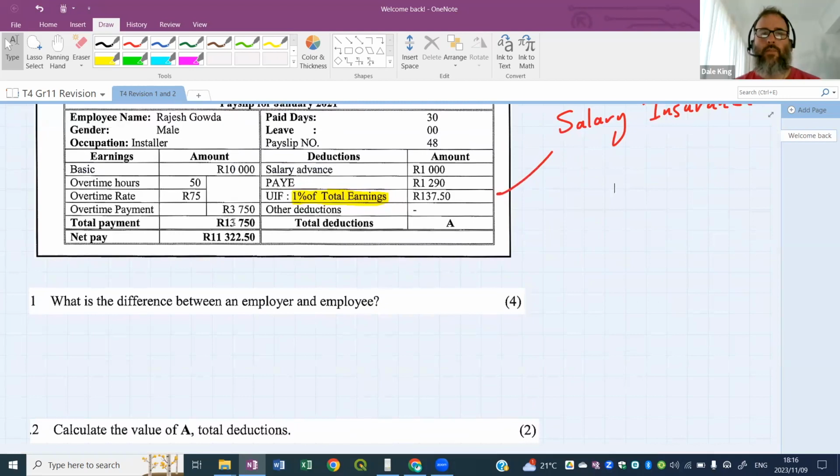So if you look at the pay slip, we see A here at the bottom. They want you to work out what is that total. Okay, so get your calculators out. Time for you to do some work. I'll give you 1 or 2 minutes to work out what is the value at A. The total deductions is only on this right-hand column. Quickly calculate that, put it in chat and tell us when you're done, and we can move on to the next question.